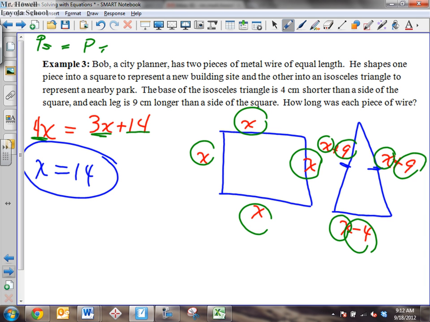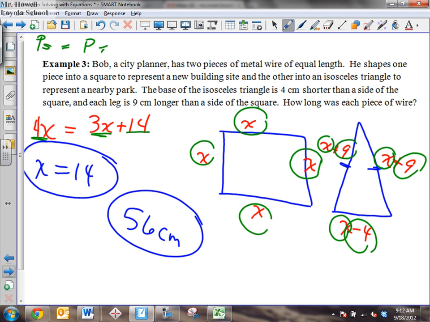Good. Now, notice, the problem doesn't say to find the lengths of the sides of the triangle or the lengths of the sides of the square, but it says to find the length of each wire. How long is each piece of wire? So do I want to go back and plug it in over here in this complicated one? Right? Use logic. Save time. This is more complicated than this is. So you have 14. Just think, 14 times 4, what is it? 56. So each wire is 56 centimeters long. We're done. There's no need to go back to the triangle.